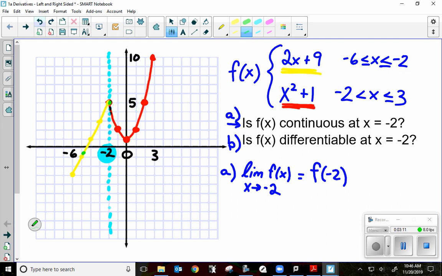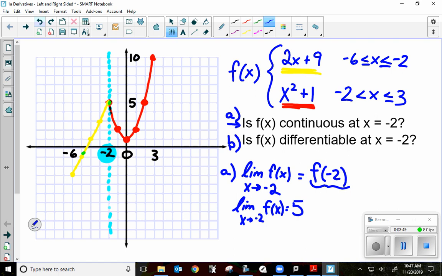So let's go over that again, shall we? As I approach -2 from the left, it should be the same thing as I approach -2 from the right, and that happens to be a y value of 5. So we're good. So I'm going to say that the limit as x approaches -2 of f of x is 5. So now I've got to figure out, well, what about f of -2? Is that 5? If it is, and they're the same thing, then it is continuous, okay?